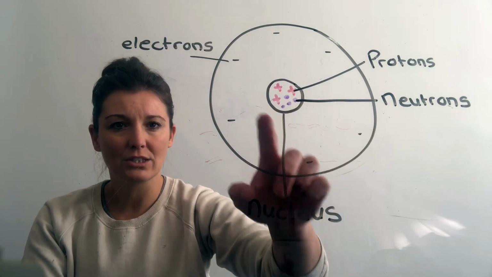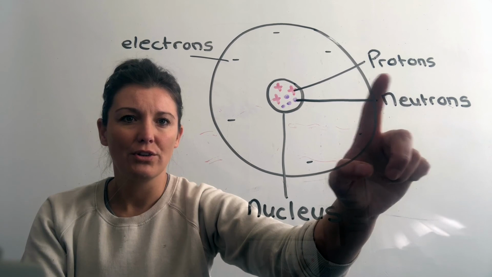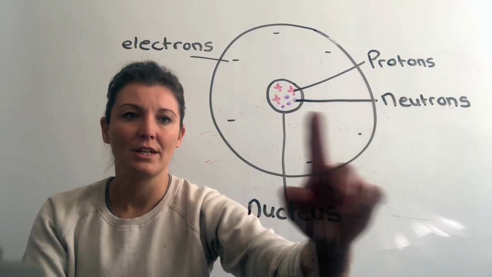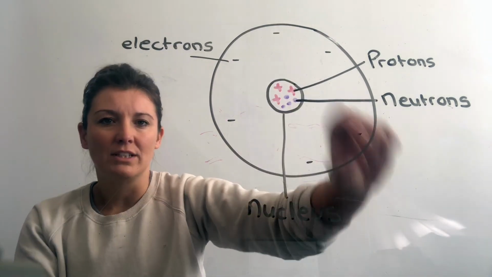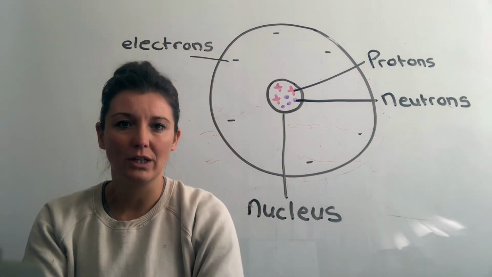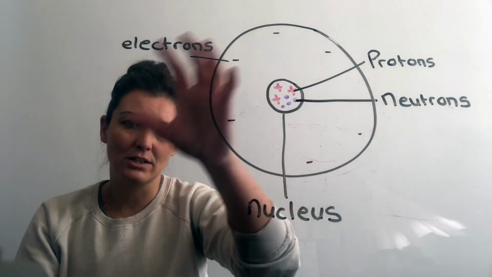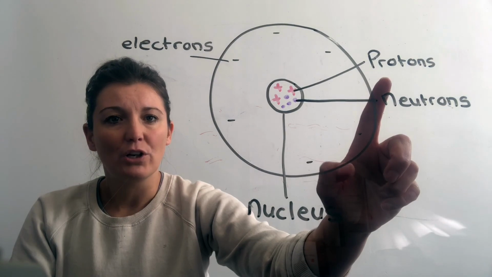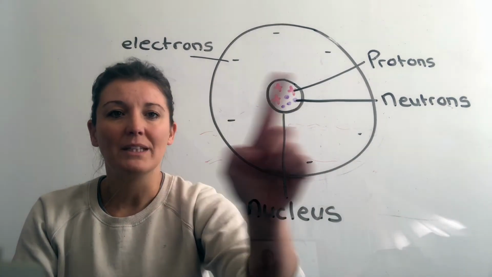We have the nucleus on the inside, and then inside the nucleus we have protons, that's positive, that lives there, and we have neutrons, that's neutral, that lives in the nucleus. And on the outside we have these little tiny particles that are negatively charged, and they are called electrons. And in a normal average atom that's neutral, that doesn't have a charge, the amount of protons, the amount of pluses, and the amount of negatives, minuses, are going to be the same.